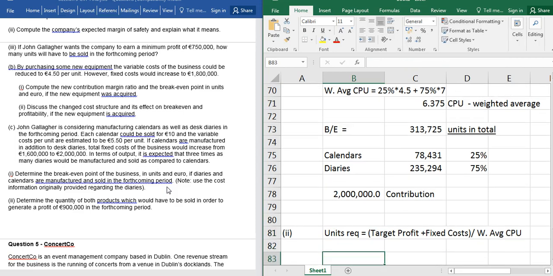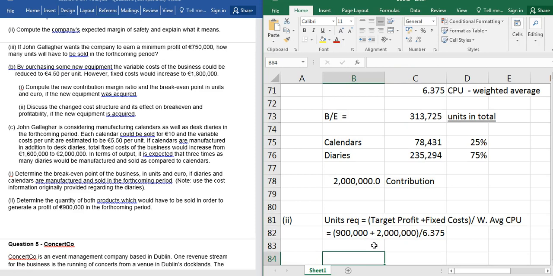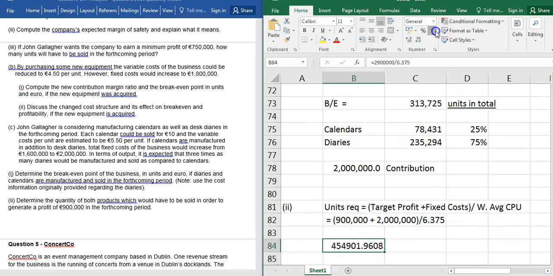So it's nothing different than we did before. Now, not only do we need to cover the 2 million fixed costs, we need to cover another 900,000 target profit. So it's going to be 900,000 plus 2 million divided by 6.375. So we need to sell units to make a total contribution of 2.9 million. Because when the total contribution equals 2.9, then we just cover our fixed costs. So that will get us the units required of 454,000.